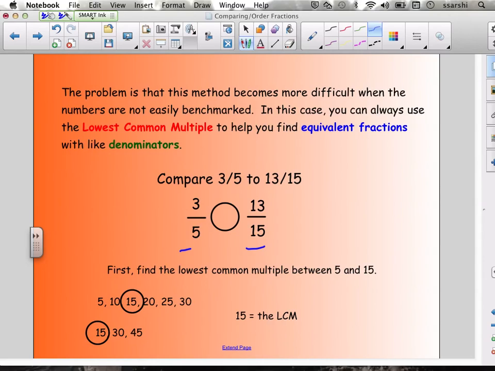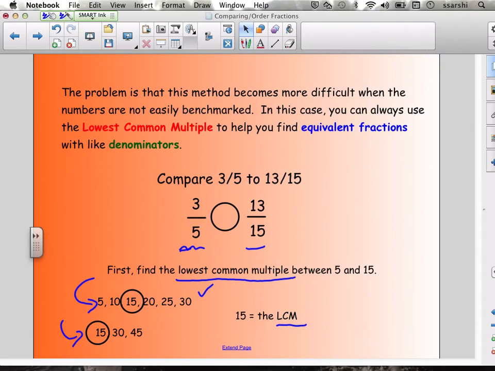In order to have common denominators, I have to look for the lowest common multiple, the LCM, between 5 and 15. So over here, you see I've listed the multiples of 5: 5, 10, 15, 20. This is where I've gotten the 5. And then I list the multiples of 15. Those are 15, 30, 45. I circle the common multiple, and even though 30 is also a common multiple, 15 is definitely the lowest common multiple.